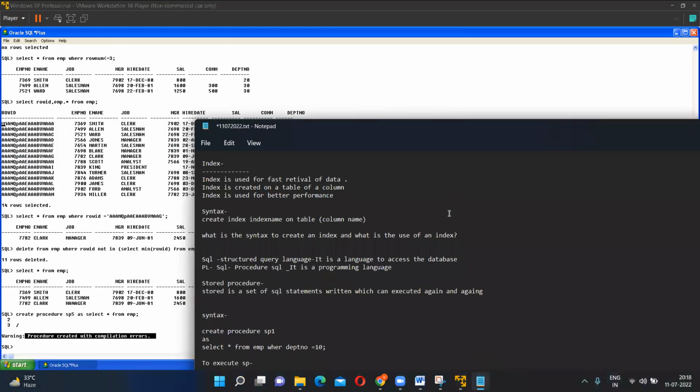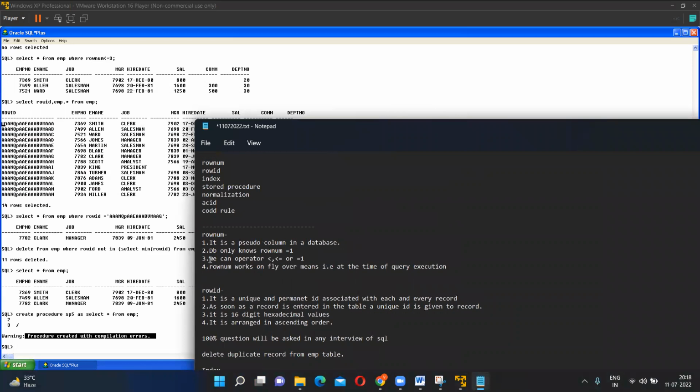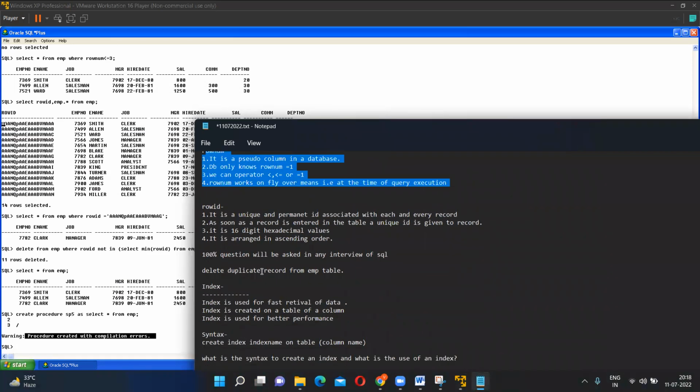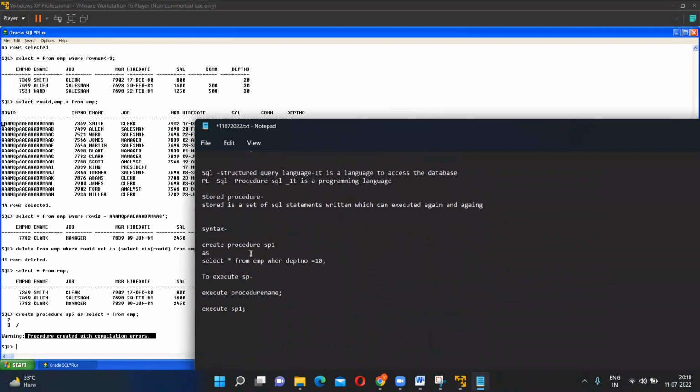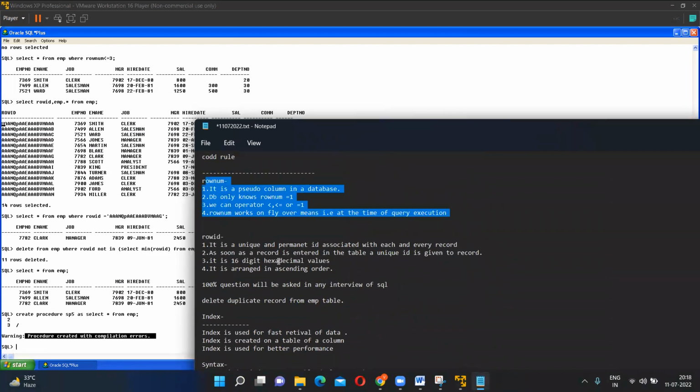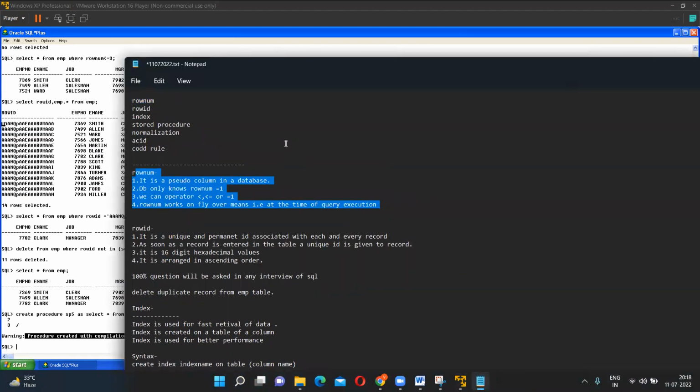Any question till here, guys? What is a row num? What is a row ID? What is an index? What is a procedure? Tell me, guys, yes or no? Kirti, any doubts? No. Excellent, guys. Then we will learn something called normalization.